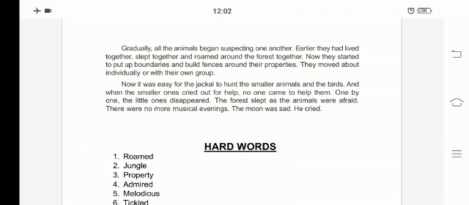Before, the forest used to be so happy, and all the animals used to be together and there used to be musical nights and they used to enjoy nicely. But now there are no more musical evenings, and the moon was very sad because before, the moon and his friends, the stars, were the guests of honor, but now there are no musical evenings. So the moon was sad seeing the problems in the forest and he started crying.